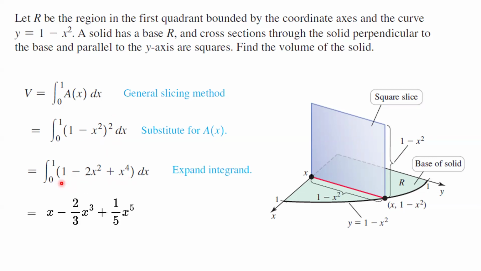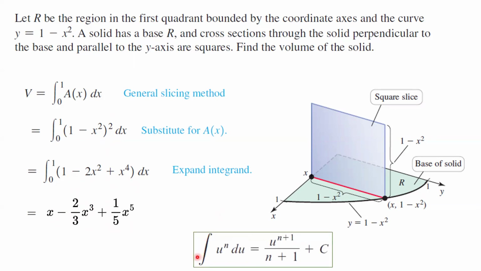This in turn can be written as x minus 2/3 x cubed plus 1/5 x to the fifth. Remember, we can use the integral of u to the power n du, which is u to the power n plus 1 over n plus 1, plus c. The integral of 1 dx is x. The integral of negative 2x squared is negative 2/3 x cubed. And the integral of x to the fourth is 1/5 x to the fifth.